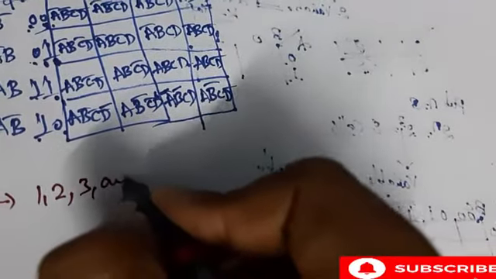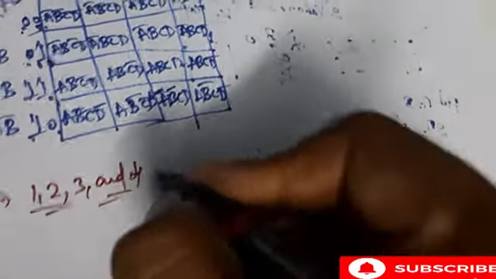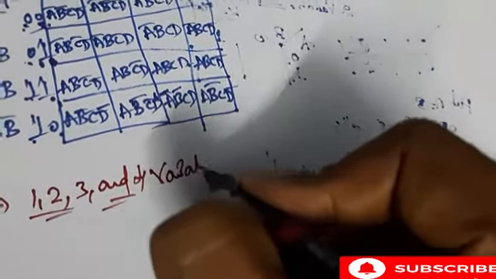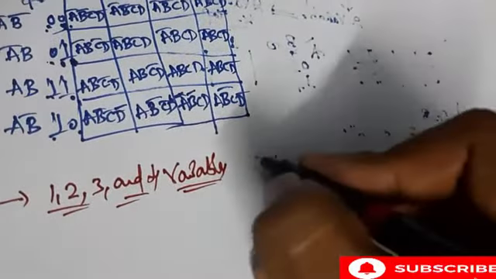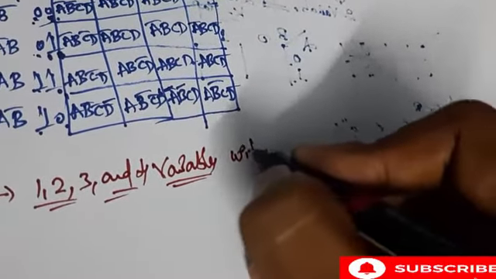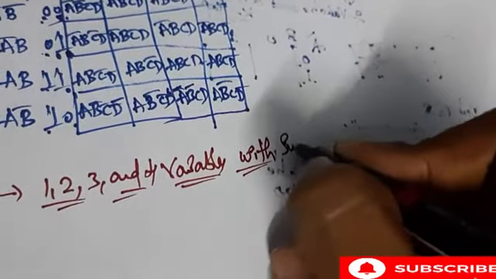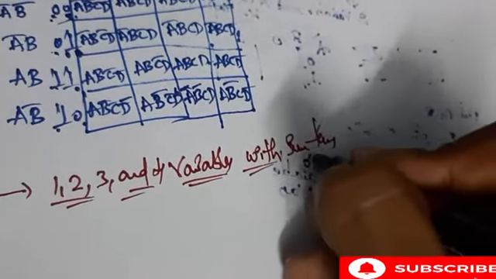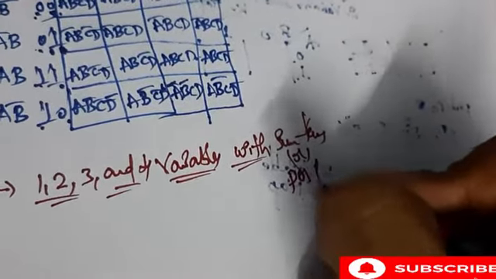Let's see 1, 2, 3 and 4 variables with some terms in POS form.